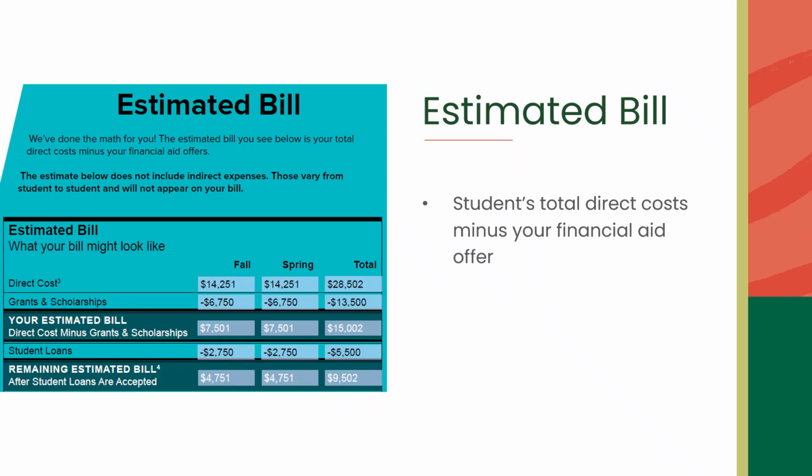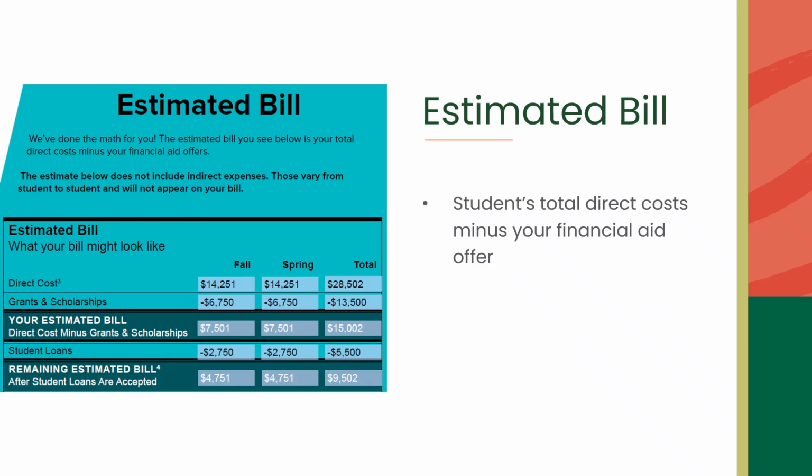Our last component of the financial aid offer is the estimated bill for the student. The estimated bill in this example is the total direct costs minus the student's financial aid. Should the student only utilize grants and scholarships, their remaining bill after the direct costs and their grants and scholarships would be $15,002 for the academic year.